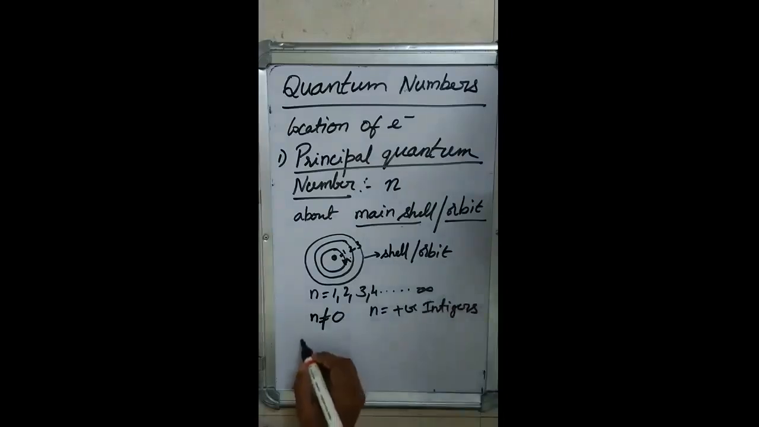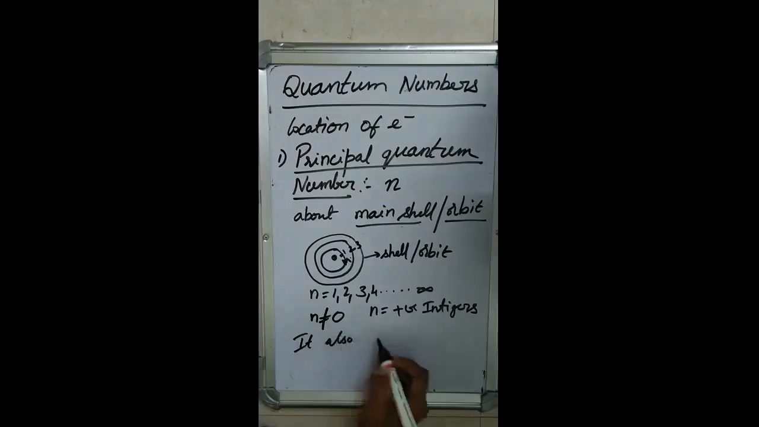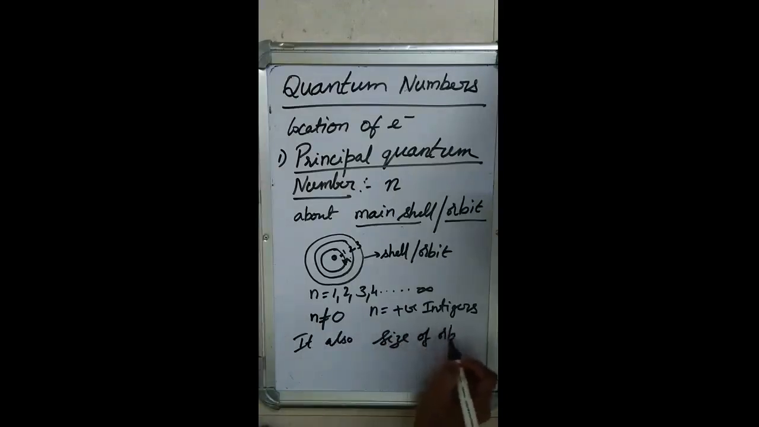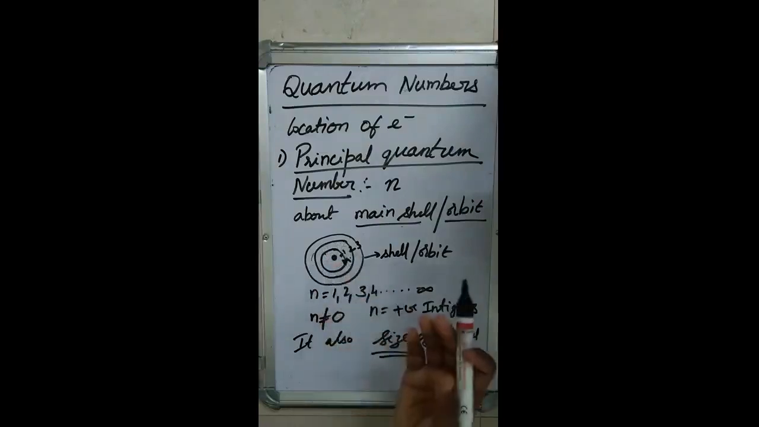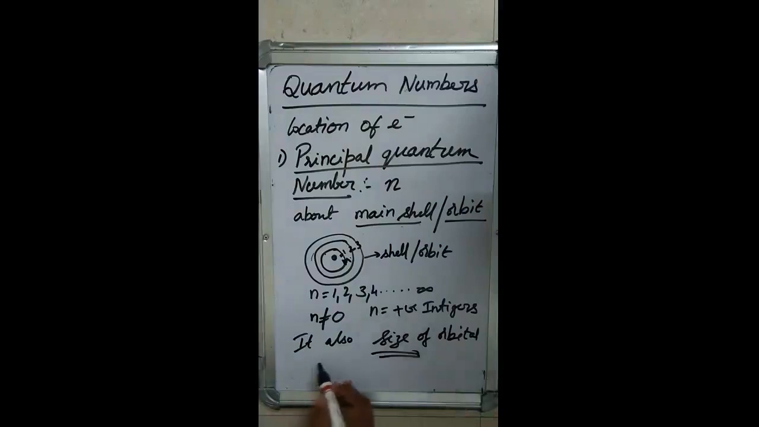And it also gives information about the size of the orbital. If only one shell is present, it is a smaller atom. If two shells are present, it is a little bigger. So it also gives the information about the size of the orbital.